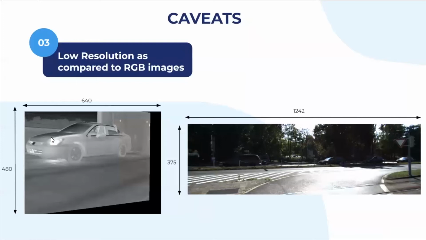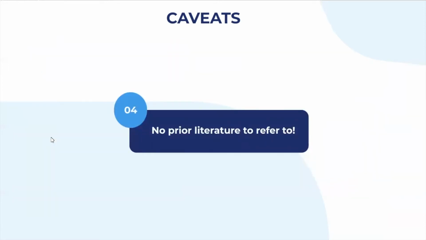Third, for our datasets, IR images have a low resolution as compared to KITTI RGB images, which have been used as the standard data for most stereo disparity estimation tasks. And finally, because of having so many caveats, it is quite an unexplored field, and hence there is hardly any prior literature or model architectures to refer to. Yet we have tried our best at this very interesting and unexplored problem.